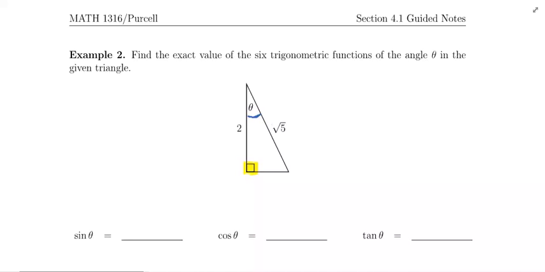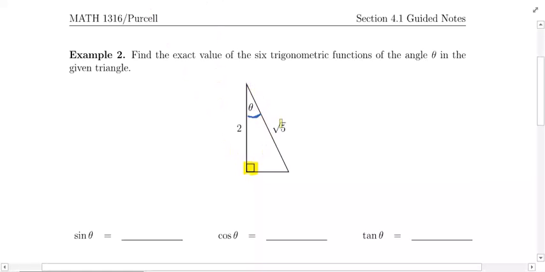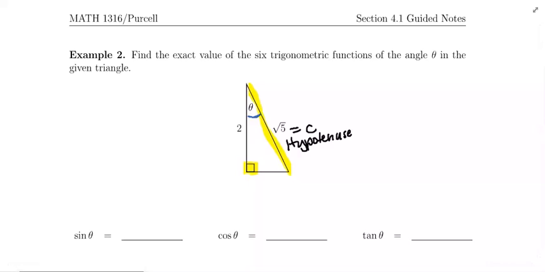All right, so let's start with the hypotenuse. If we go straight across from the right angle, we know that the hypotenuse is the square root of 5. So this is the C value. This is the hypotenuse. And I'm trying to get in the habit of coloring that yellow for you. Okay, so let's figure out what we're missing.